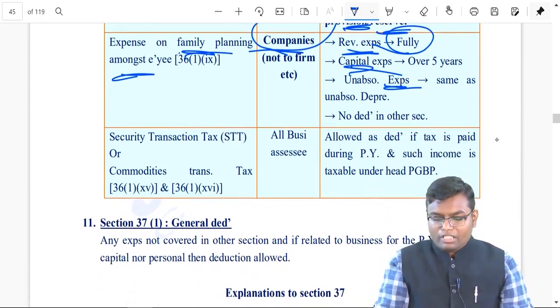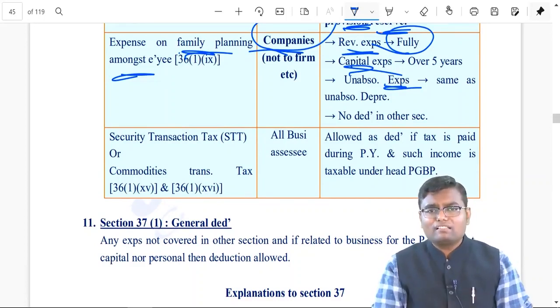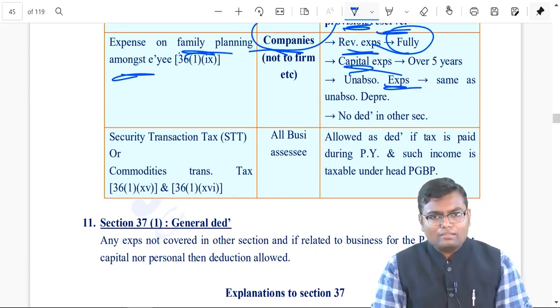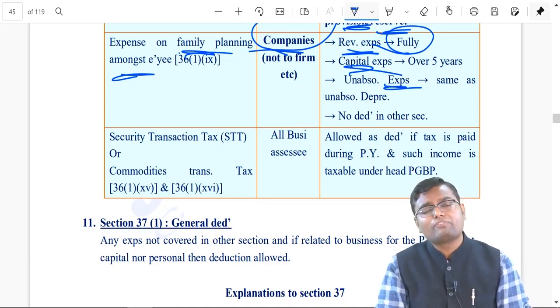The last point. If you are a person who is doing trading in shares, securities, commodities, then for you, it is not a capital gain income, it is your business income. Dealing in shares is your business income. Dealing in commodity is your business income.